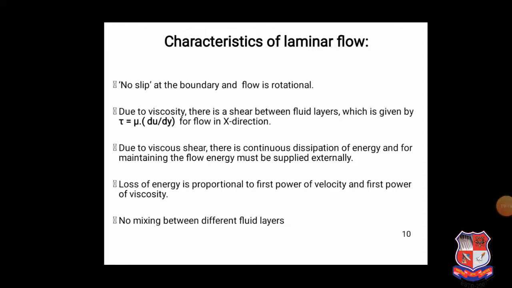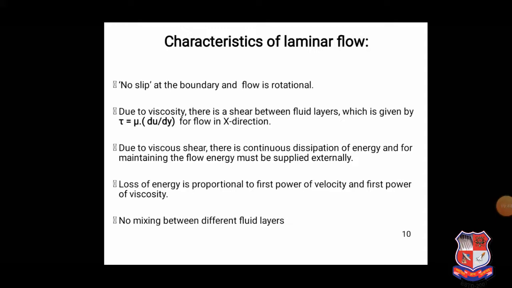Due to the viscosity, as I already told you, if the Reynolds number is less than 2000, the flow is also known as viscous flow. So due to this viscosity, there is a shear between the fluid layers, which is given by tau equals mu into du upon dy. We can also say that shear stress is developed between the fluid layers.